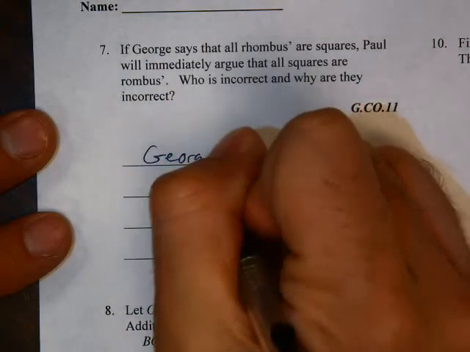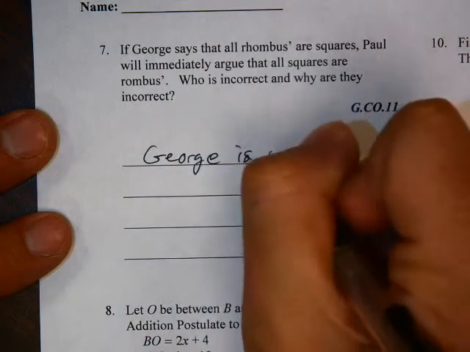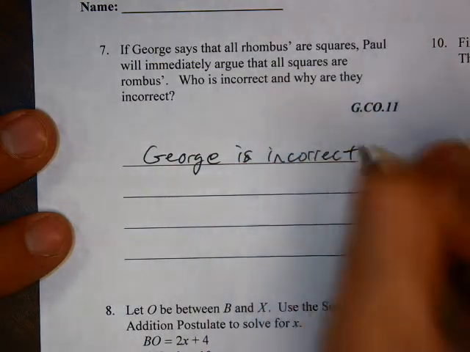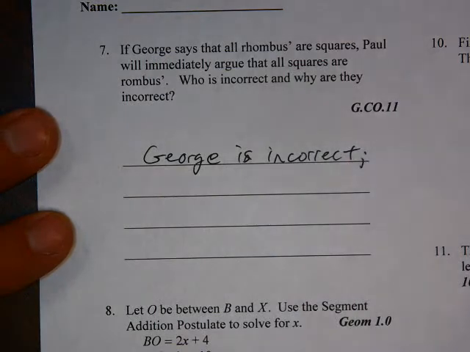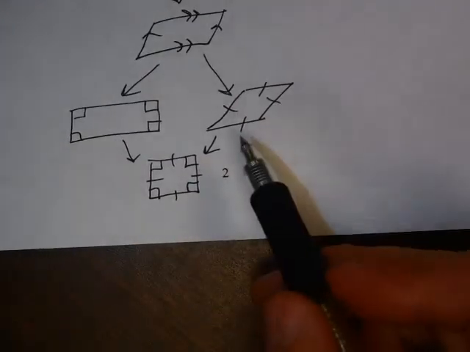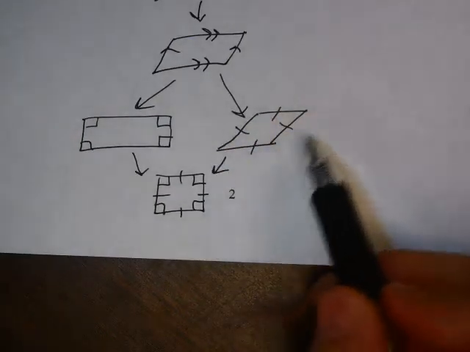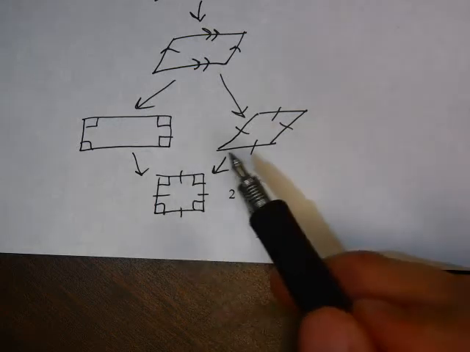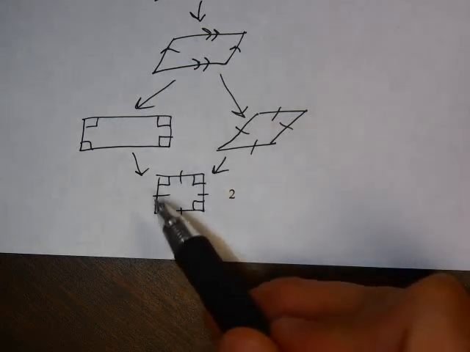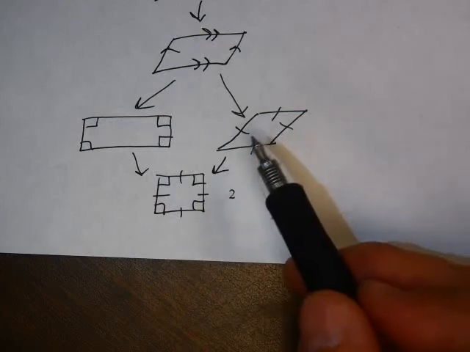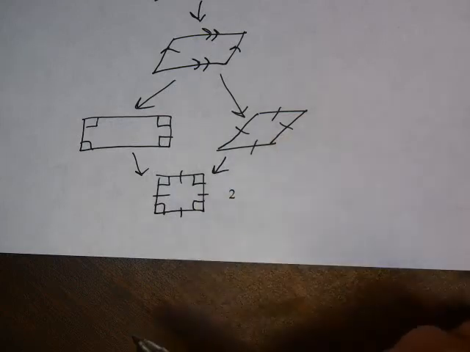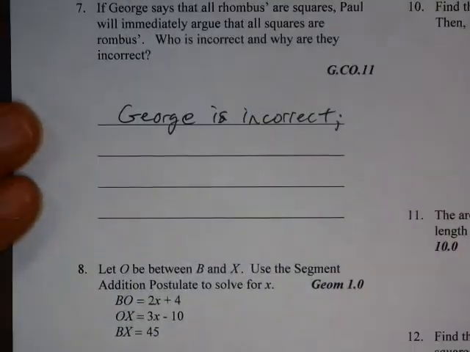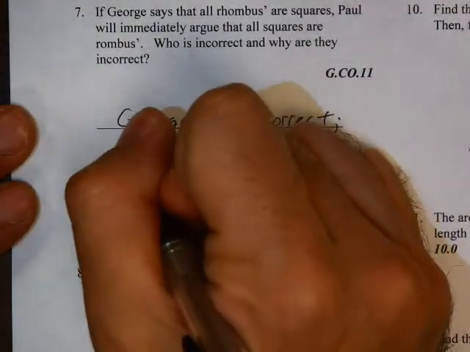George is incorrect. Now it says to explain why they're incorrect. So remember, he said that all rhombuses are squares. Rhombuses have four congruent sides, but notice, what does the square have that the rhombus doesn't? It has these right angles in the corners. So because the rhombus doesn't automatically have those right angles, that's what means it won't always be squares. So here we can say George is incorrect.